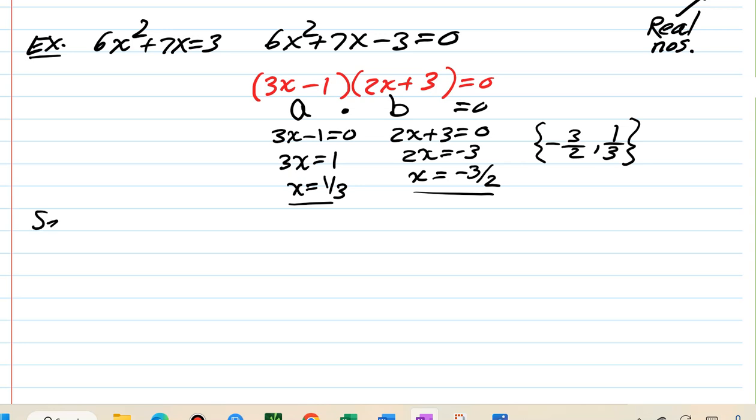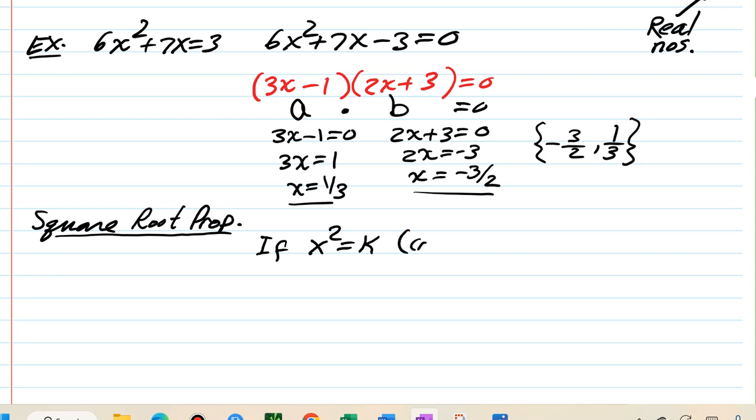Now let's take a look at our next method for solving quadratic equations, namely the square root property. With the square root property, it goes like this. If x squared is equal to k, and here k is a constant, by the way, then x would be plus or minus the square root of k. So in a way, it's as if we took the square root of both sides. That's what's called the square root property.